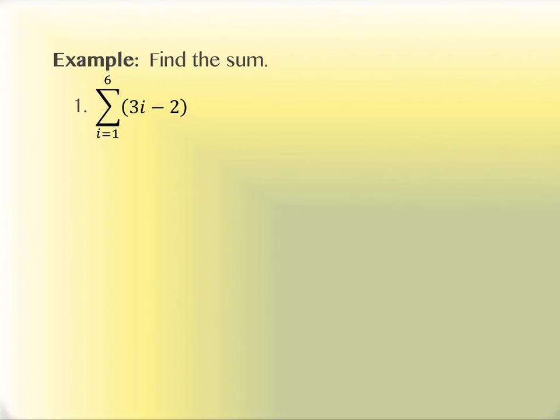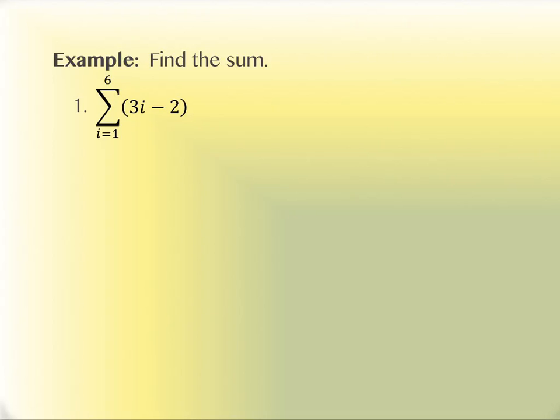It doesn't. All right, so what you see is you see the lower bound, i equals 1. You see that the upper bound is 6. So we're going to have how many terms? 6 terms. Our 6 terms are going to go from 1 to 6, okay? And we've got what looks sort of like an equation, 3i minus 2.